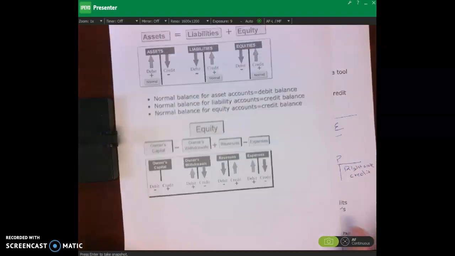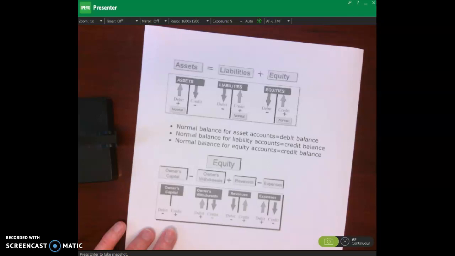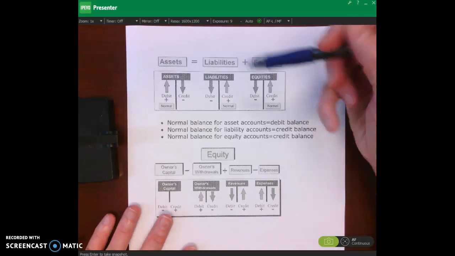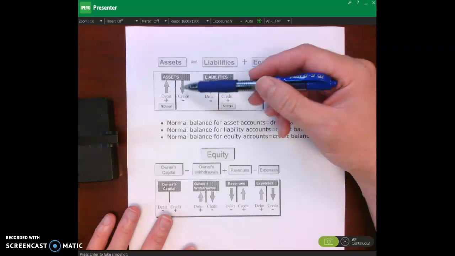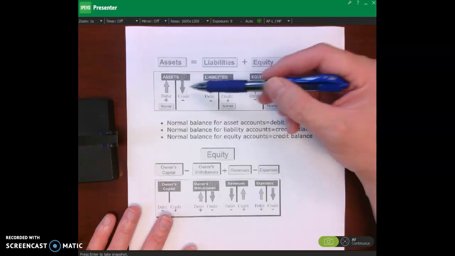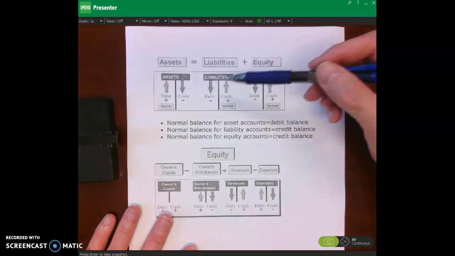So let's look over here on the next page, talking about our assets equals liabilities plus equity figure, and I kind of just went over that with my own version of this. And remember, the way to increase an asset is with the debit. The way to decrease an asset is with the credit.